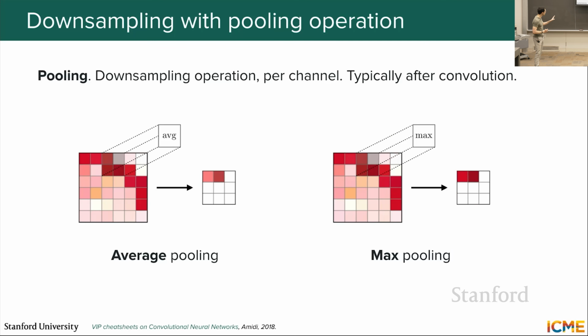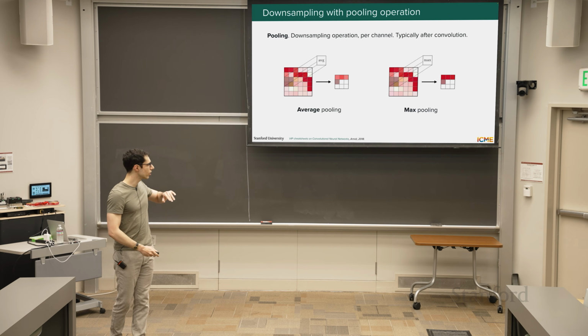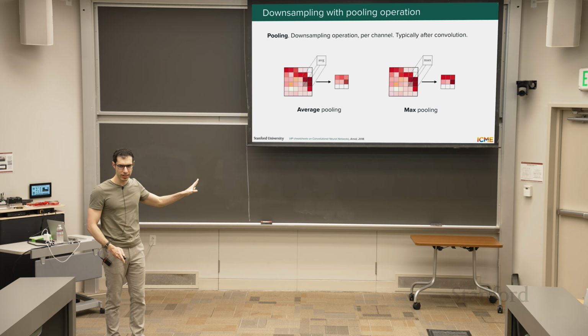So here, let's see a very common downsampling operation. Who has heard of pooling here? Great. So pooling, as you know, is you take, let's say, a given square, and what you do is you just downsample it by either taking the max value or just the average value. So there are no learnable parameters there.